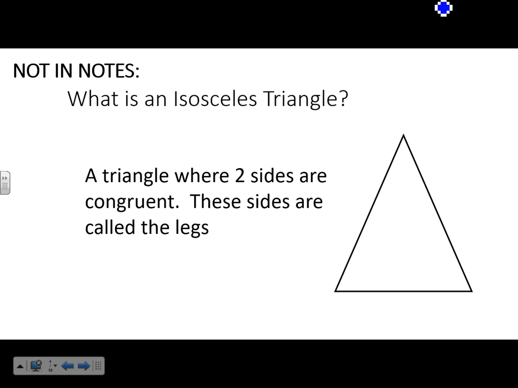And the next thing, this is not in your notes, but what is an isosceles triangle? A triangle where two sides are congruent. So it could obviously be written upside down or sideways. It could look like this, it could look like this, but these sides are congruent. That is what makes it an isosceles triangle. Those sides are called the legs of the triangle.